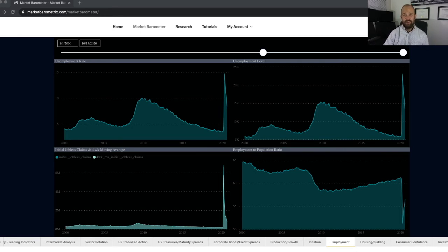So that's what we're trying to do here at Market Barometrics. We're looking at all these little pieces of the puzzle and putting it together in a way that forms a narrative that helps us understand the macroeconomic environment that lead us to the ripest investment opportunities, the most primed corners of the market, which leads us to better investment decisions.